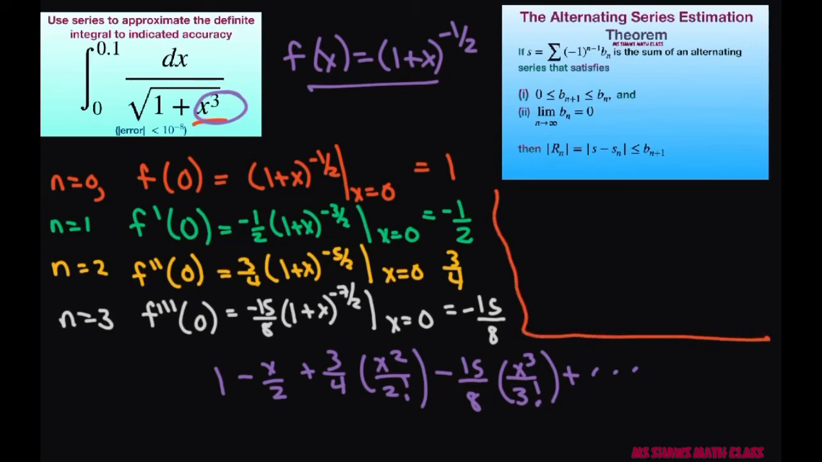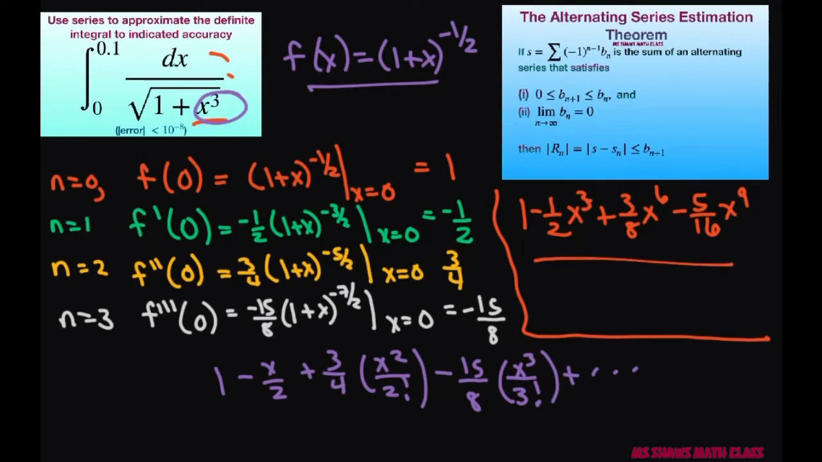So if we do this, 1 divided by the square root of 1 plus x cubed, this is going to be 1 minus 1/2 x cubed plus 3/8 x to the power of 6 minus 5 divided by 16 times x to the power of 9. All right, now that we have that, we can evaluate this, and I'll rewrite this so you can see it better.